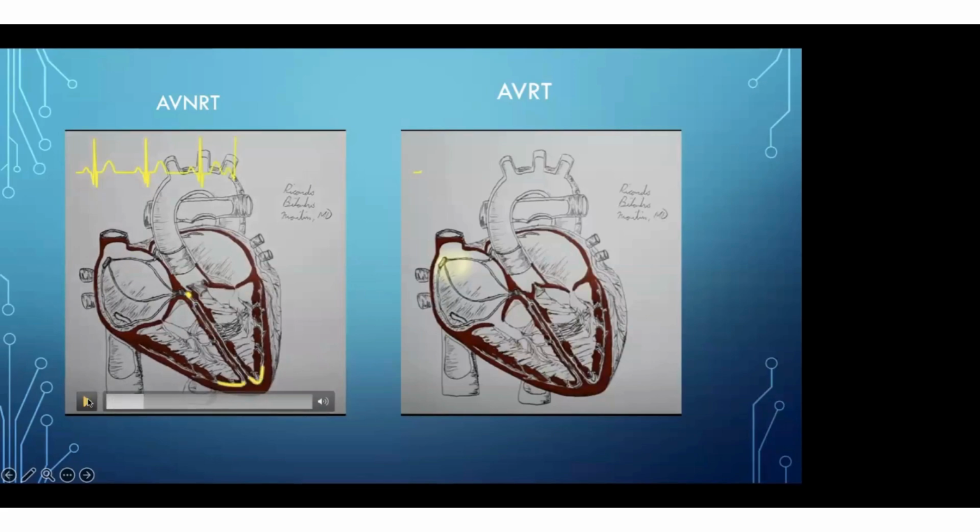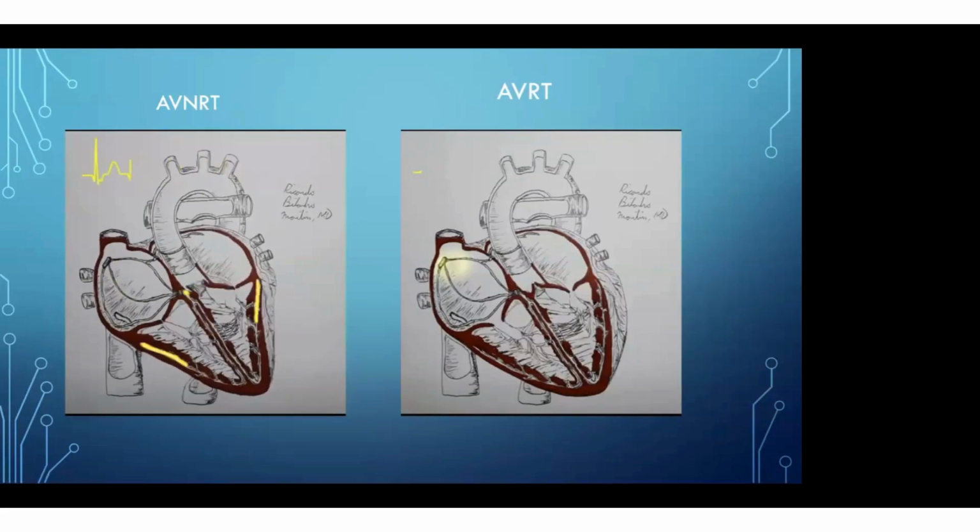So this is the normal conduction. This is the ECG. You can see the yellow: the ECG shows the P wave followed by the PR interval, followed by the QRS duration. So that is the normal activation pattern, followed by when the tachycardia happens. This is the tachycardia, it started to happen. Here is the circuit.